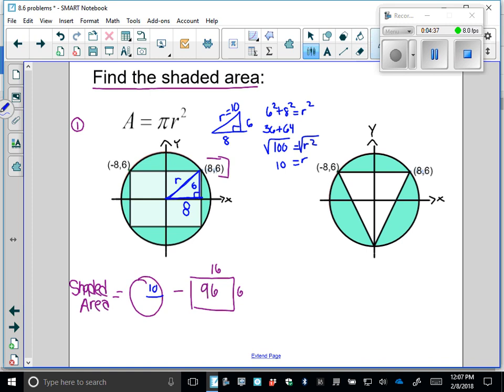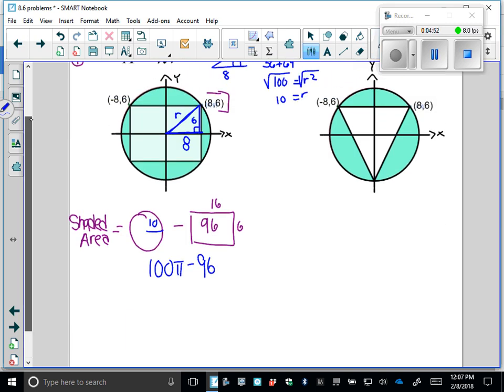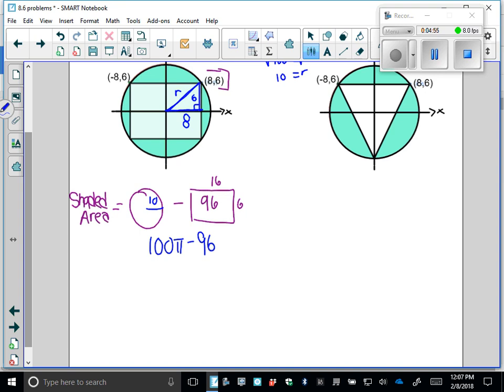So now that I know the radius is 10, I can find the area of the circle. So my circle area, using that formula, is 100 pi, and I'm going to subtract out my 96 for my rectangle area. And this problem doesn't have units, so we would just say the actual shaded area is 100 pi minus 96, and we'd say it's units squared, so it's squared units. So that's the shaded area.